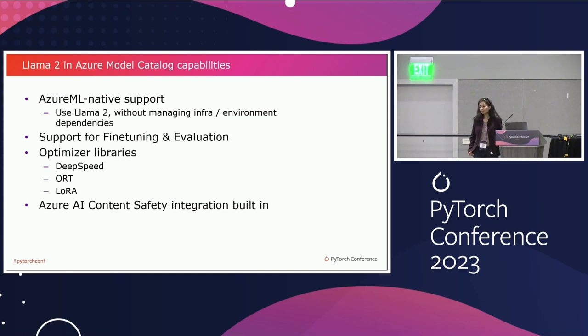And you, as the person building an app with this model, want to make sure that you are protecting your users from any kind of harm that the model could generate. So when you deploy Llama 2 models in Azure, well, the Azure AI Content Safety is built in by default into your model deployments. And again, we'll take a look at how that works.